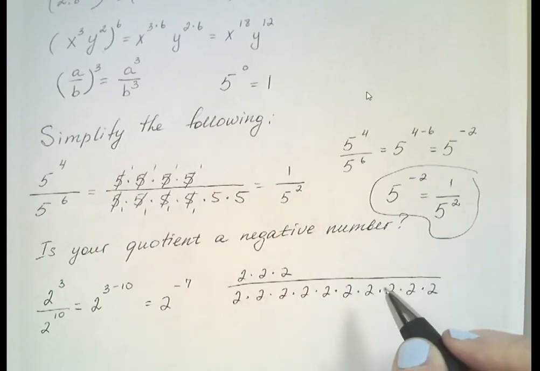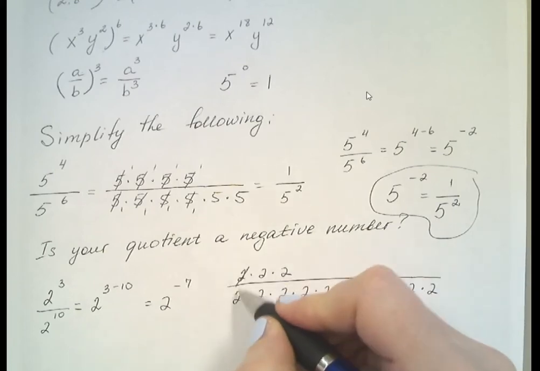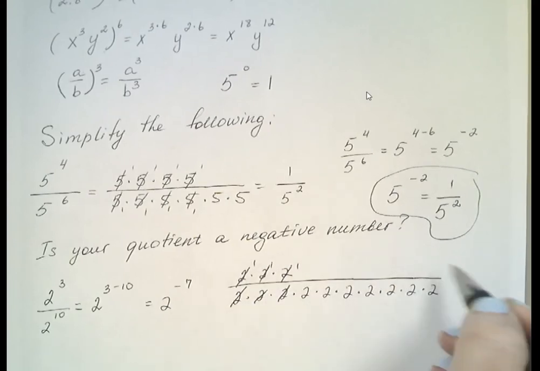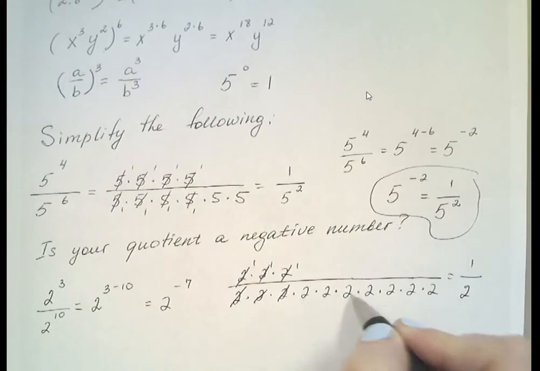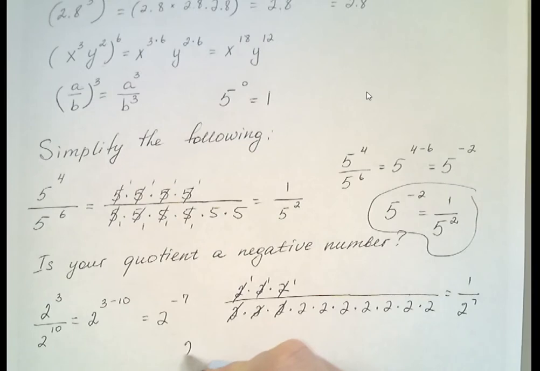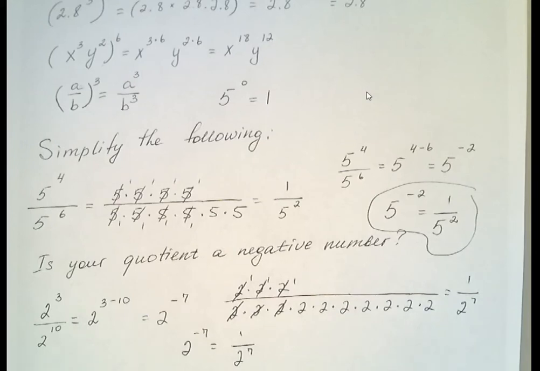Okay, this way. And now I'm going to simplify my pairs that make one whole. And I get 1 over 2 to the 7th power, right? So 2 to the negative 7th means the same thing as 1 over 2 to the 7th, okay? Now 2 to the 7th power is a positive number, right? I can multiply 2 to the 7th power and get an actual positive integer.